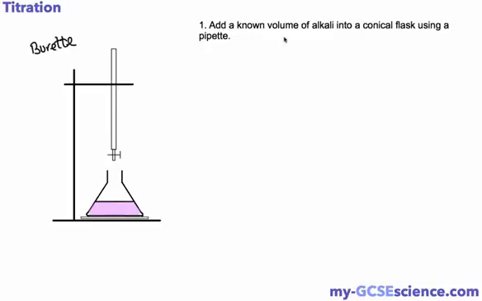So we add our known volume of alkali into a conical flask, making sure that both of these have been washed out with distilled water to clear out anything that might be in there. We then add a few drops of indicator. Now, it's important that we have the right indicator. One example is something called phenolphthalein. Another one is called methyl orange. We can't use universal indicator because that has a gradual change in color, and it won't show the neutral point at a specific enough point. But we can use phenolphthalein or methyl orange.